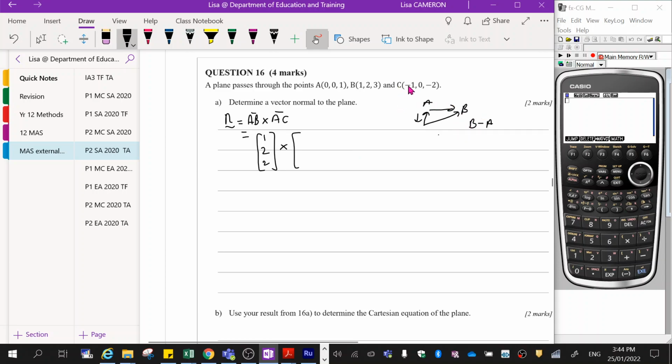Now it's the same as this. So it'll be this one minus 0, negative 1. 0 minus 0 is going to be 0. Negative 2 minus 1 will be negative 3. Okay, now I can just chuck that in my calculator.